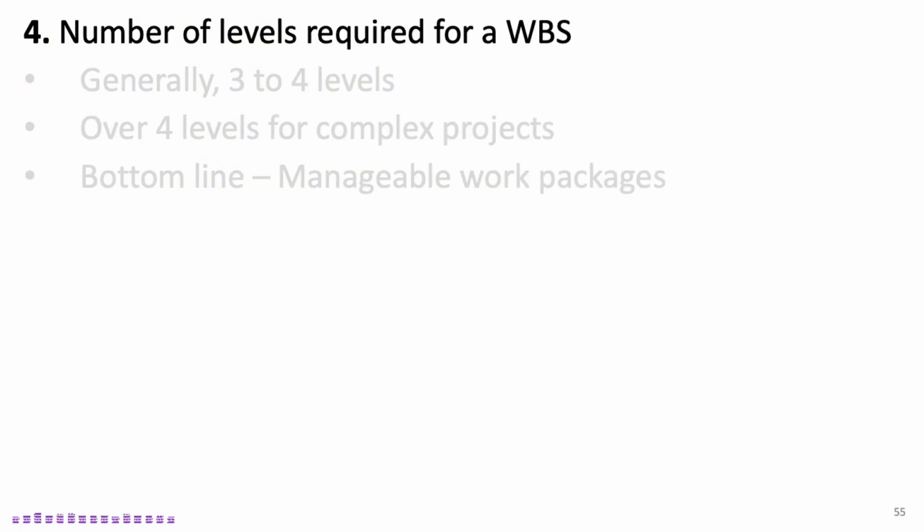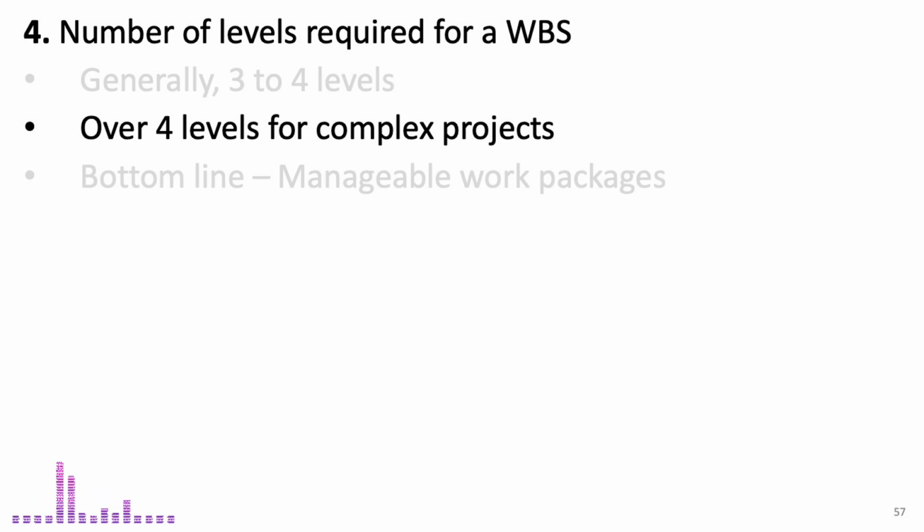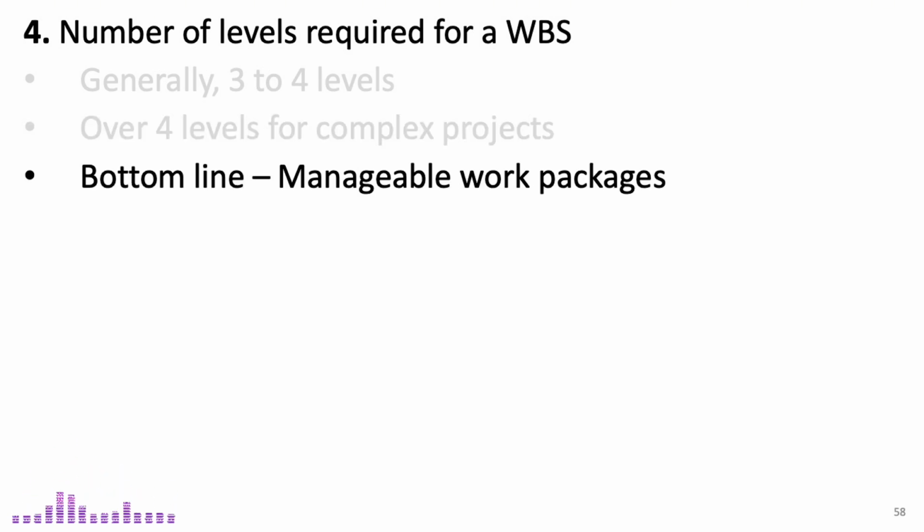You might be wondering, how many levels are needed for a WBS? Well, for simplicity, try to stick with 3 to 4 levels in the WBS. This is usually enough to balance detail with clarity. For larger projects, you may need 4 levels, but avoid going deeper unless absolutely necessary. Too many levels can make the WBS cumbersome and difficult to manage. The bottom line is, your WBS should break down the project into manageable work packages that are easy to track and execute.